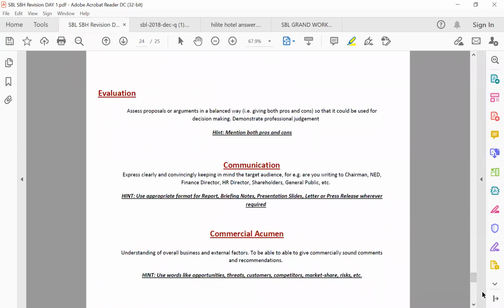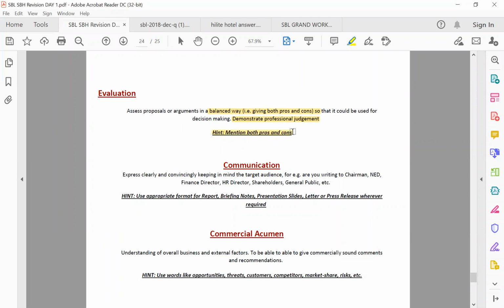Now let's look at the evaluation skills. Evaluation says assess proposals or arguments in a balanced way. This means you need to give both pros and cons, both right and wrong. You need to identify the black and white of the situation so that it could be used for decision making, demonstrating professional judgment. The hint is to mention both pros and cons.